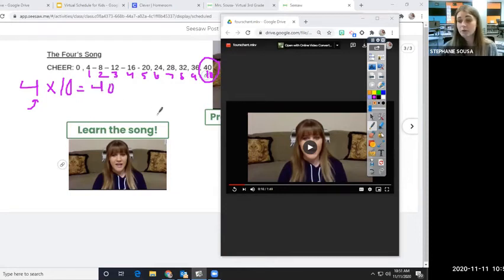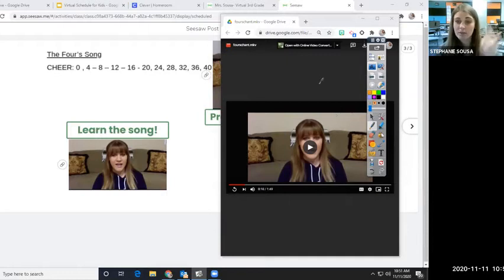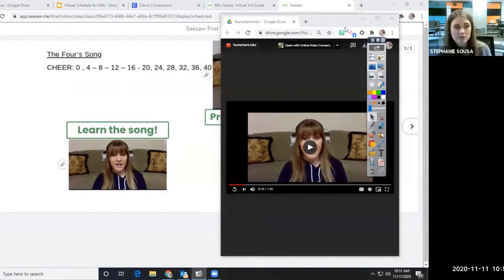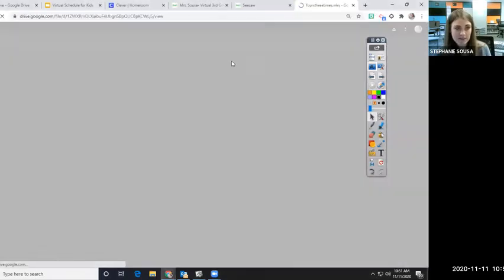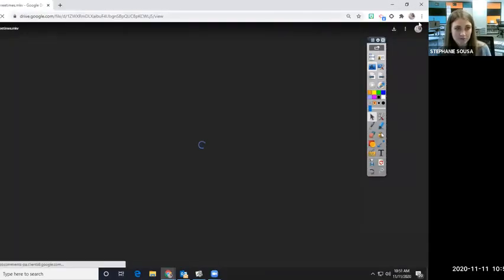So with the song, that would look like this. 4, 8, 12, 16, 20, 24, 28, 32, 36, 40. I said 40 when I had all 10 fingers up, okay? So this is how you can help get fluent at multiplication or be quick and accurate, all right? Okay, so that was learning. Now let's practice the song.